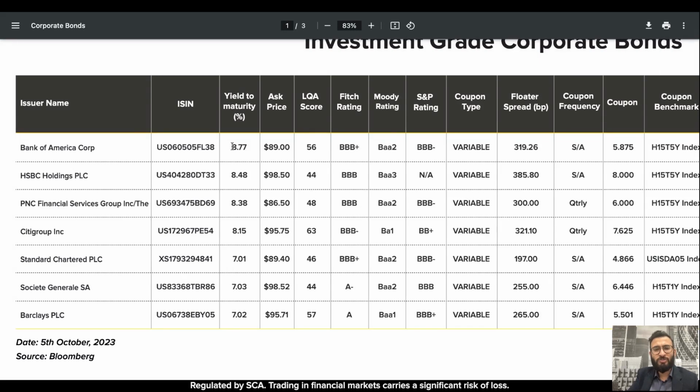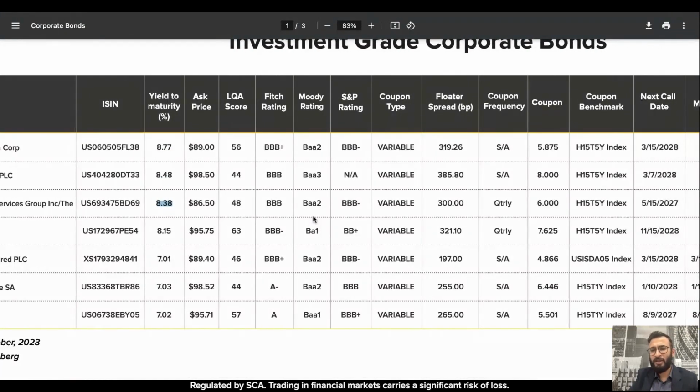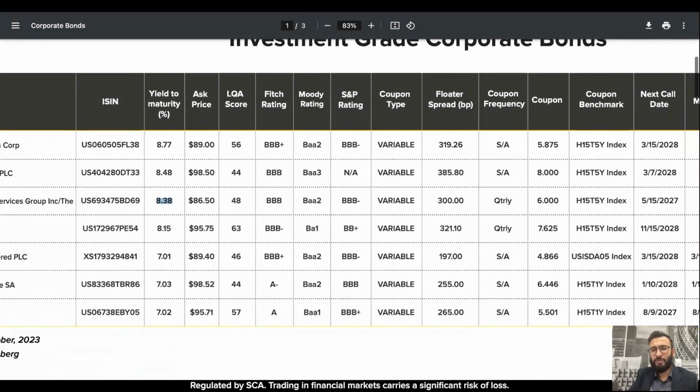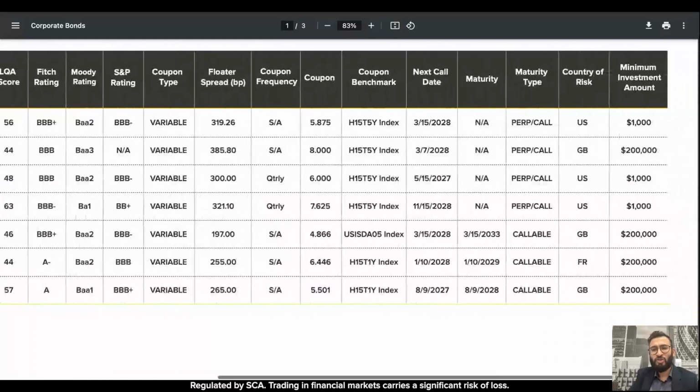And if you see, their yield to maturity is around 8%, 8.4%, 8.3%, and they're available at a discounted price at the moment, and the ratings are triple B, Baa2. Most of them are A minus, A plus. The ratings are decent. Some of their maturities, some of them are perpetual.